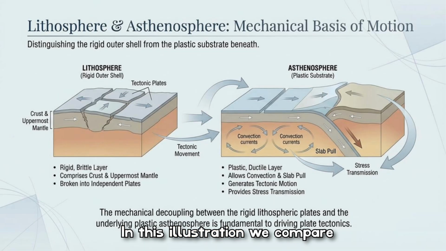In this illustration, we compare the rigid lithosphere with the softer asthenosphere beneath it, showing how the brittle outer shell rides on a ductile, convecting substrate. That mechanical decoupling allows tectonic plates to move, with mantle convection, slab pull, and stress transmission serving as the main drivers of plate motion and surface deformation.